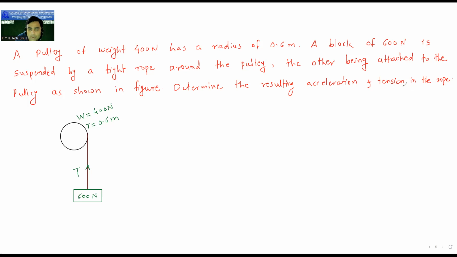Now for this problem, see, here the weight and radius are also given, and this problem is the rotation about the centroidal axis. Okay. So here what we will do now, we will first consider the free body diagram of the 600 Newton block.